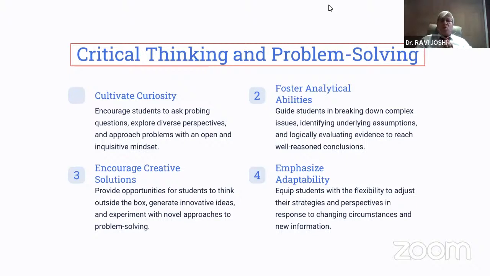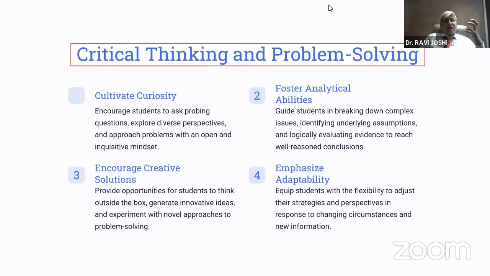Guide students in breaking down complex issues, identifying underlying assumptions, and logically evaluating evidence to reach well-reasoned conclusions. So, fostering analytical abilities. It may be sociology, psychology, economics, or languages. So we must guide students. Say, for example, I'm giving an example from psychology in a particular group of industry. There is something related to the labor force, and this labor force is excellent, but they lack in one or two critical areas. For example, meeting the target. Second, they may be lacking in the aspect of mutual communication.